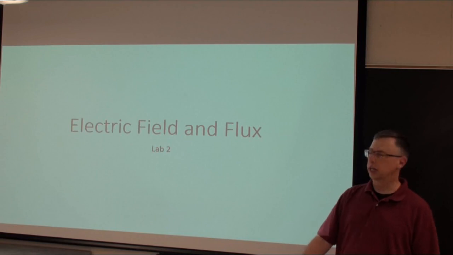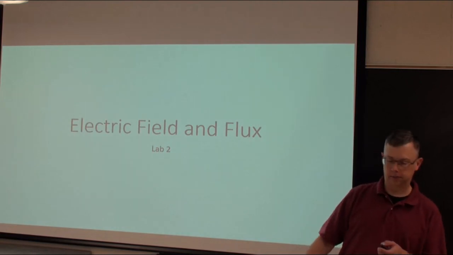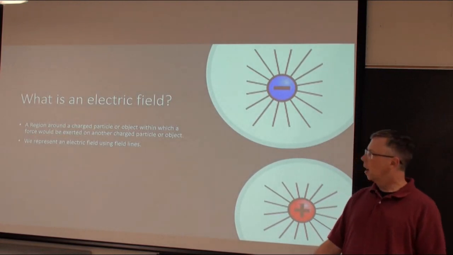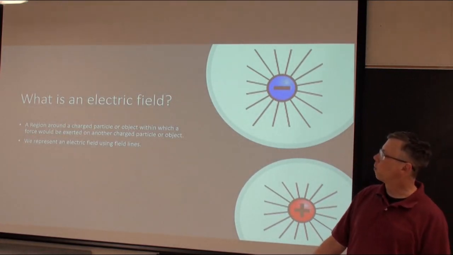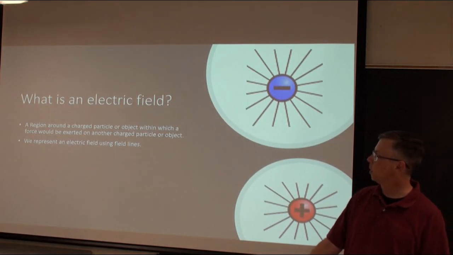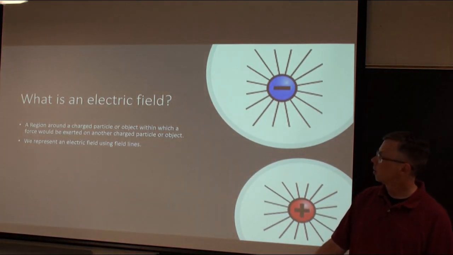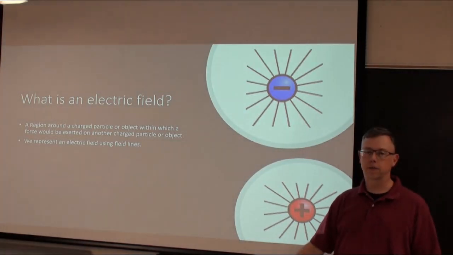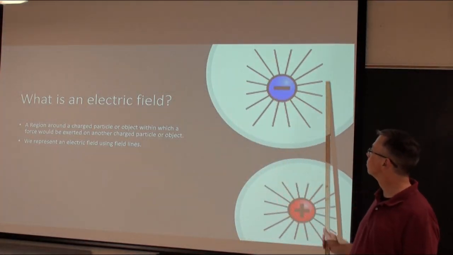Today's lab is electric field and flux. So what is an electric field? An electric field is a region around a charged particle or object within which a force would be exerted on another charged particle or object. We represent an electric field using field lines.